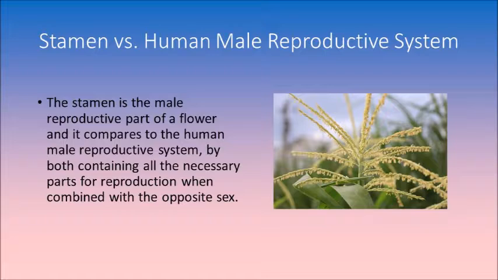Stamen versus human male reproductive system. The stamen is the male reproductive part of a flower, and it compares to the human male reproductive system by both containing all the necessary parts for reproduction when combined with the opposite sex. The picture to the right shows some corn tassels that are ready to release their pollen onto the receiving silks of the corn plant.